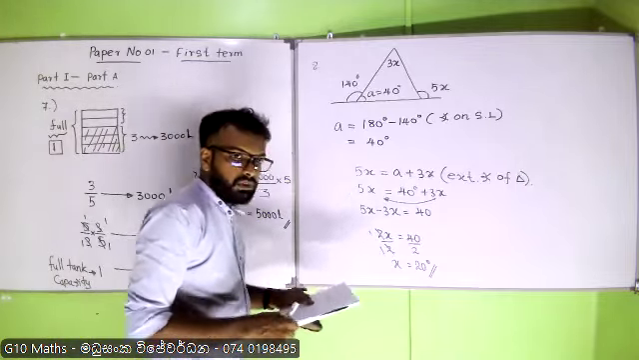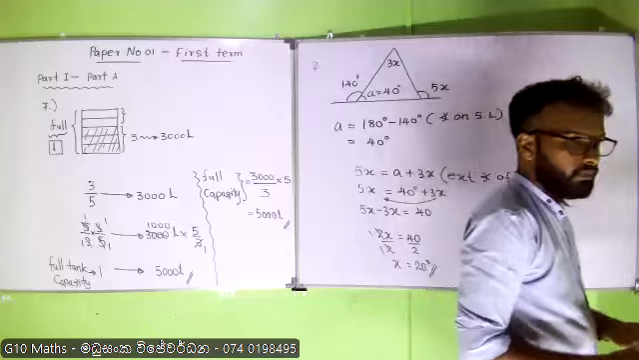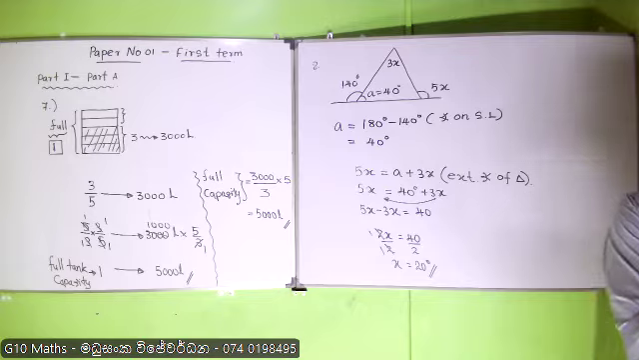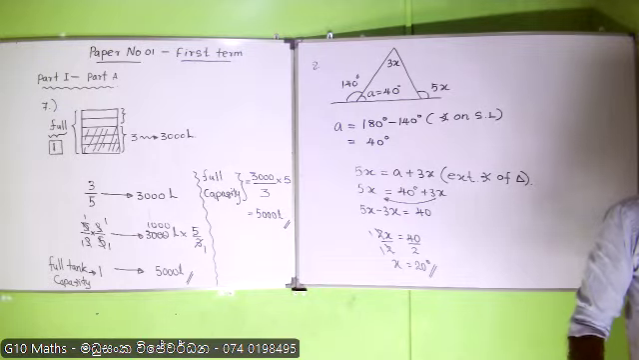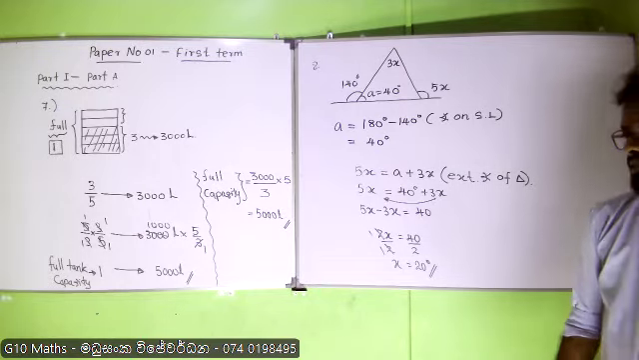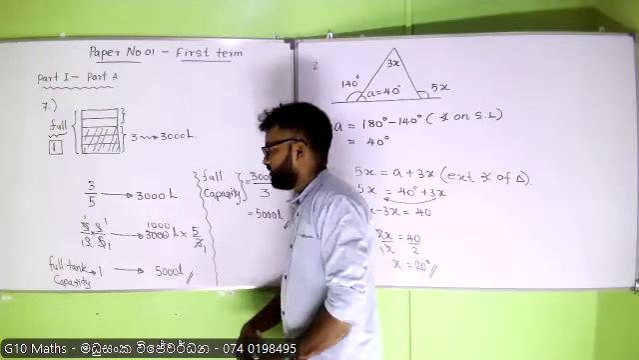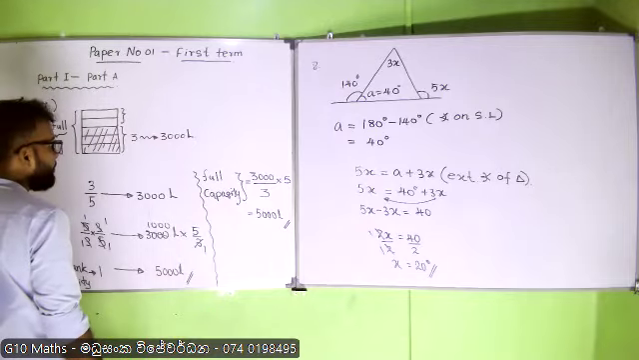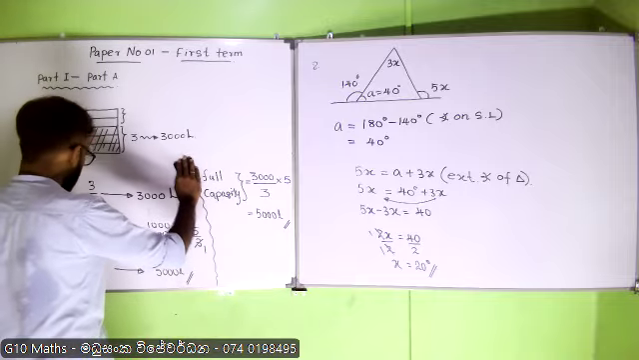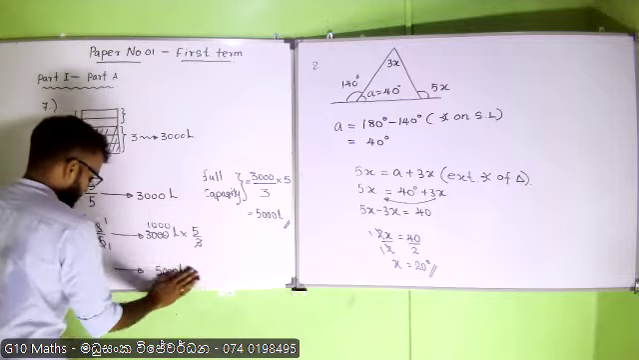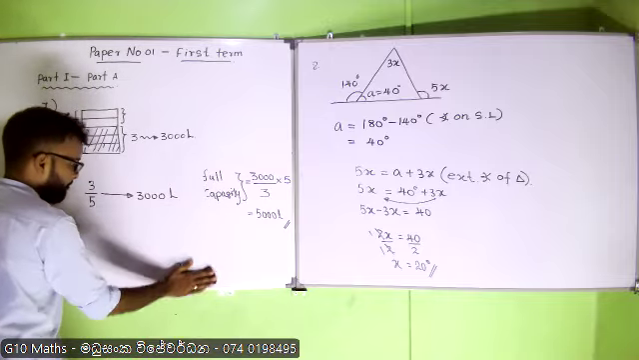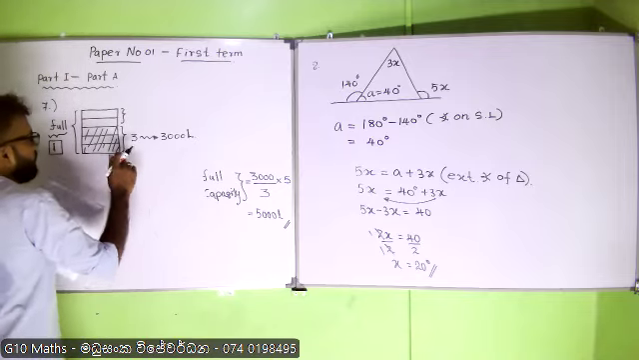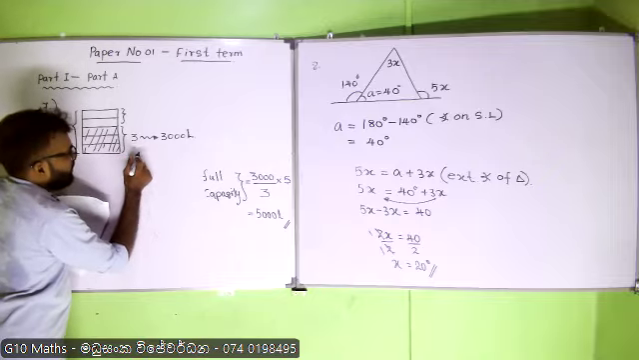Excuse me, sir. Yes, we can. Can you please explain the seventh question, like how you get the 3 under the 3000 and times 5 again? Right. So, by reading the question, you can understand.